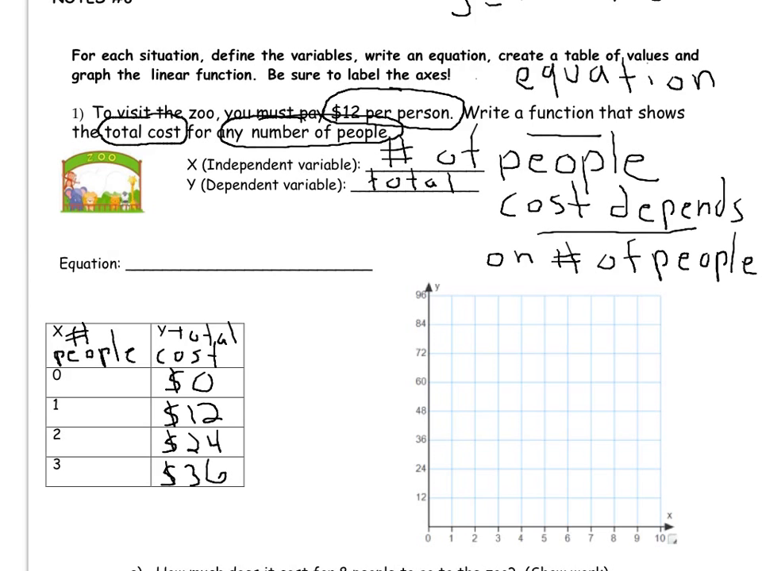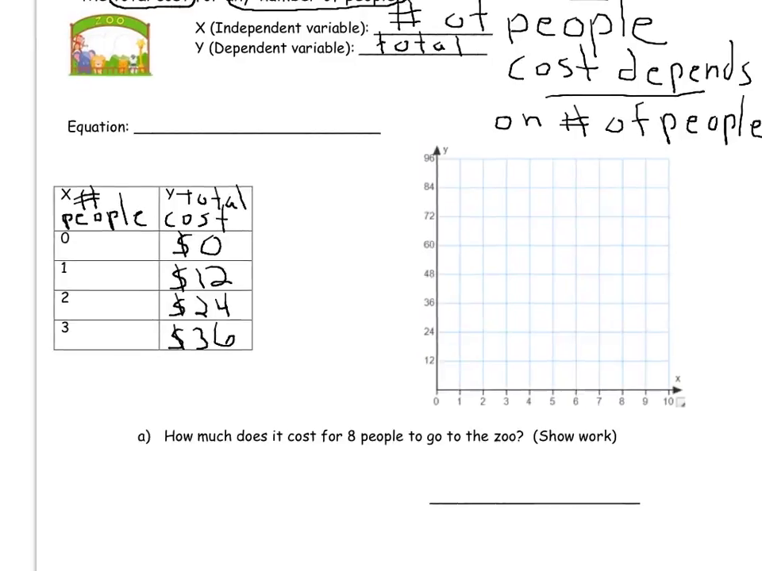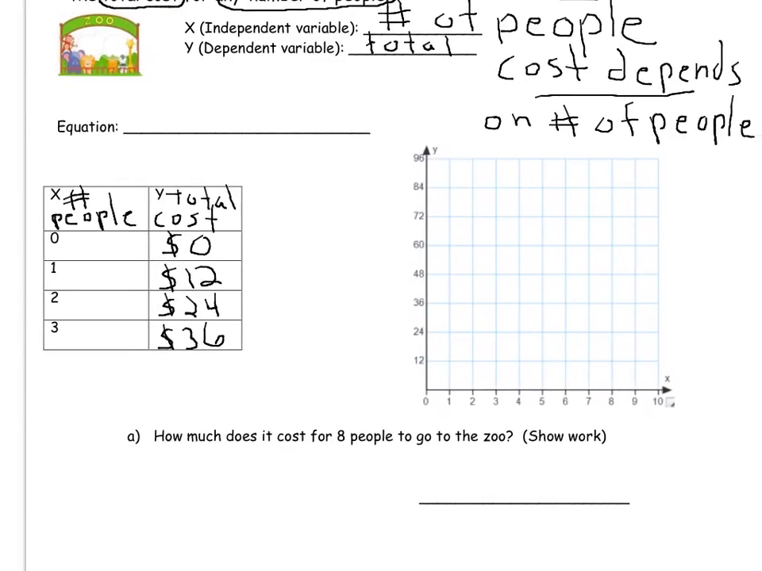So let's go over and we are going to plot these points on our graph over here. Make sure you label your axes. To help us with that, we look at our table. Our x-axis over here is represented by the number of people, so we're going to label that people. Our y-axis is the total cost. So the first ordered pair we're going to plot is 0, 0. The next ordered pair we're going to plot is 1 and 12. For 2 people it was 24, so we'll plot that point. And for 3 people it was 36.